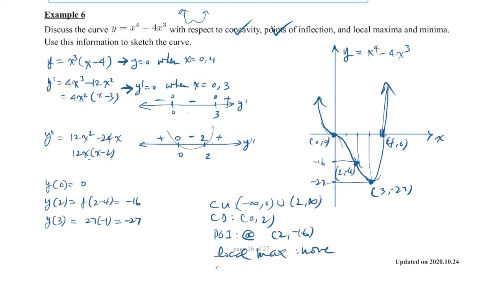Then I have to figure out my local minima. Minima or maxima is plural, so there could be more than one. In this particular case, we only have one. f of 3 is negative 27. So the local minimum value is negative 27, which occurs at x equal to 3. All right, guys? I suppose that is it.